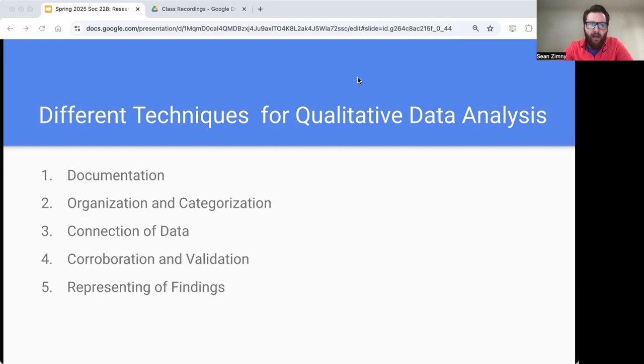Four, corroboration and validation for qualitative data analysis. So here you're evaluating alternative explanations and confirming certain evidence. So searching for negative cases that challenge initial findings to enhance credibility, or triangulation here to confirm findings through multiple data sources or methods. And then finally, five, representation of findings.